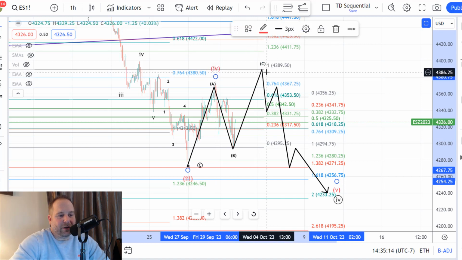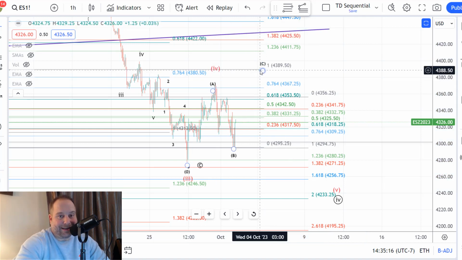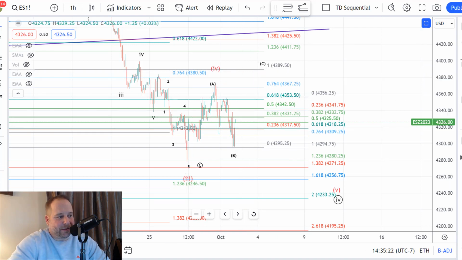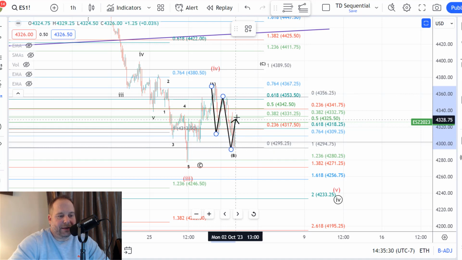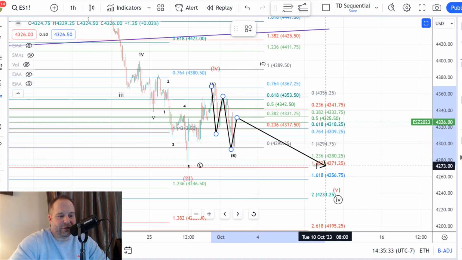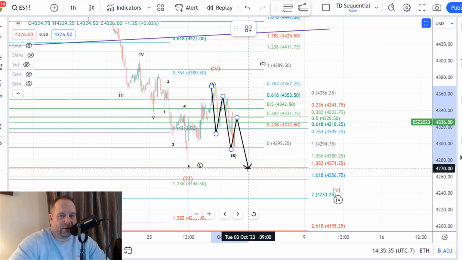The alternate count to that is that we would trace out an ending diagonal, and if we start to see that trace out, you should be very cautious on any low that we make. So in that case, we would still be looking at 1 down, 2 up, and then you'd have 3 down. So you'd have A, B, and then 3 down. Usually 3 hits about the 1382, all of wave 3. Then you'd look for 4 back up into wave 1 territory.